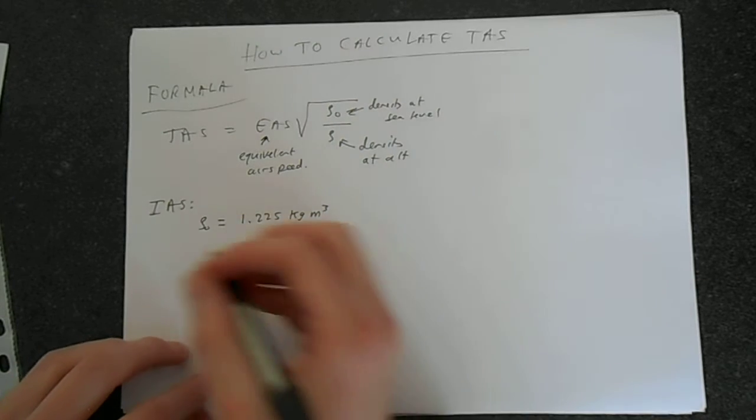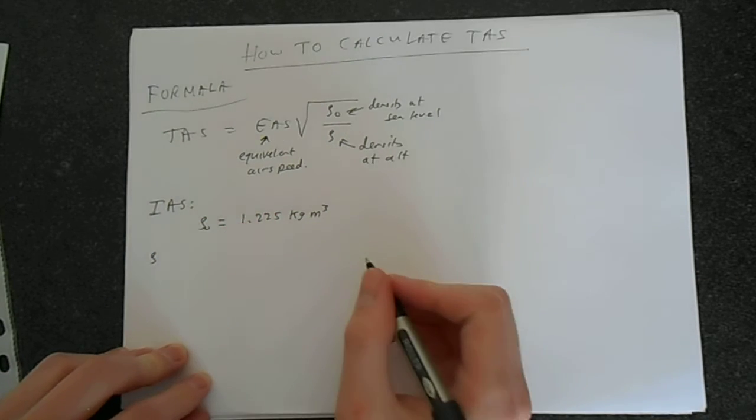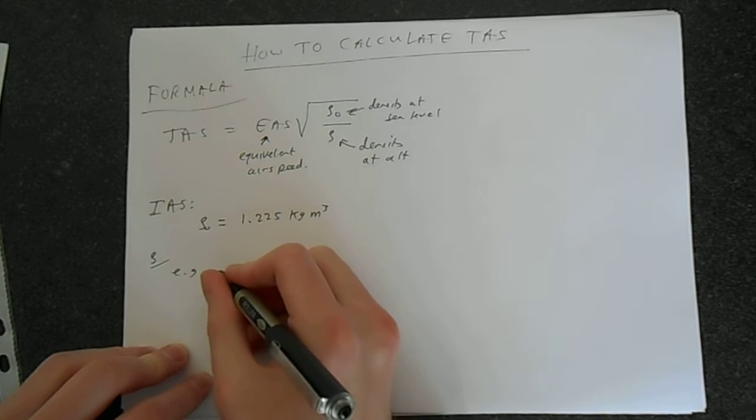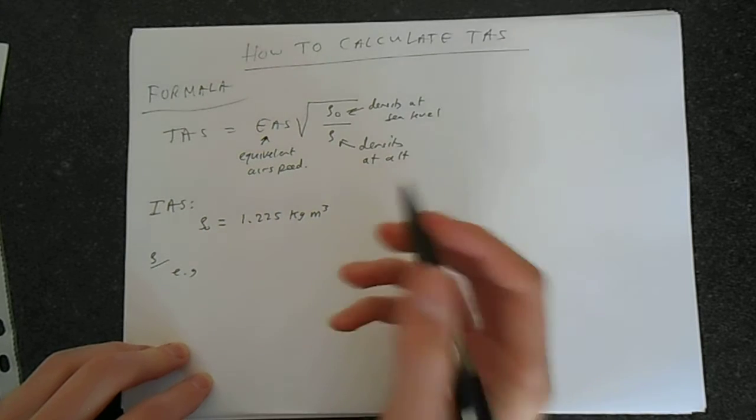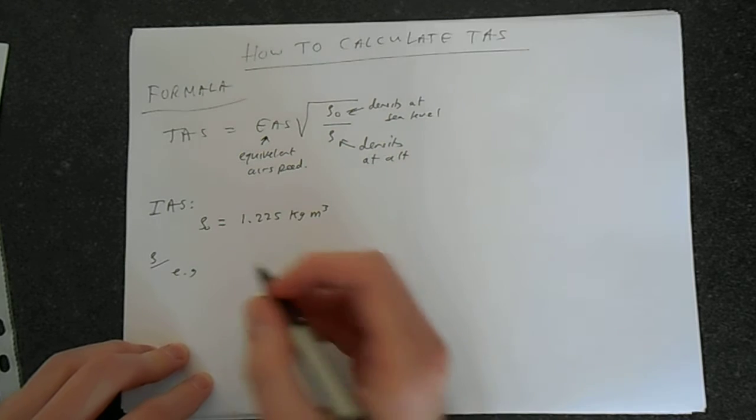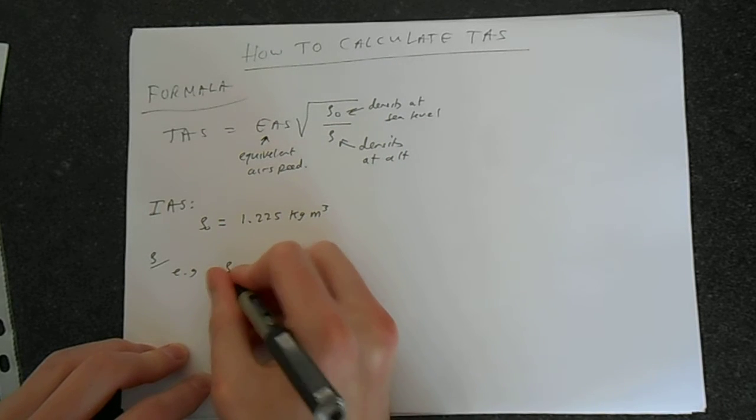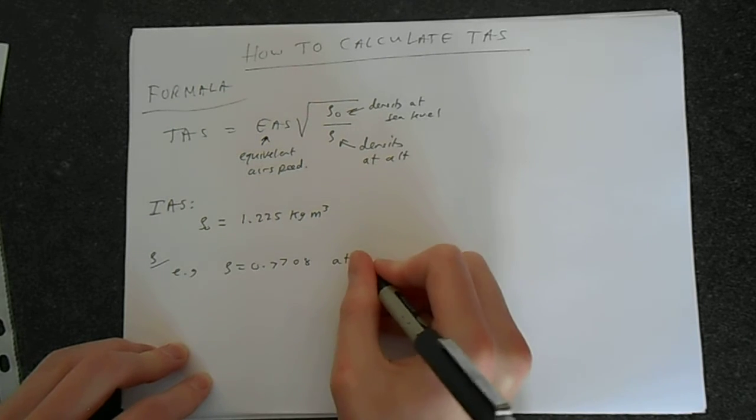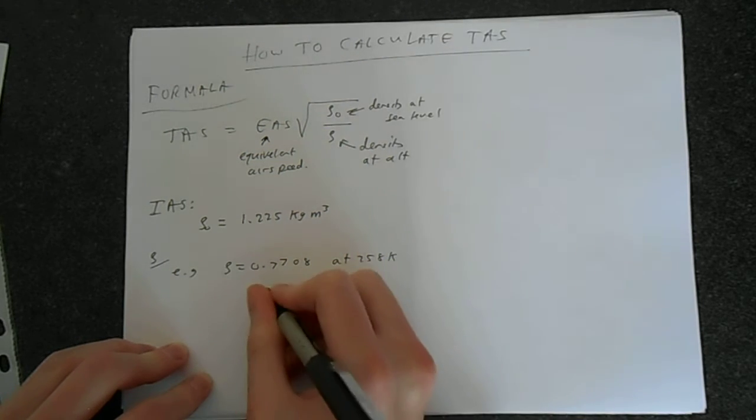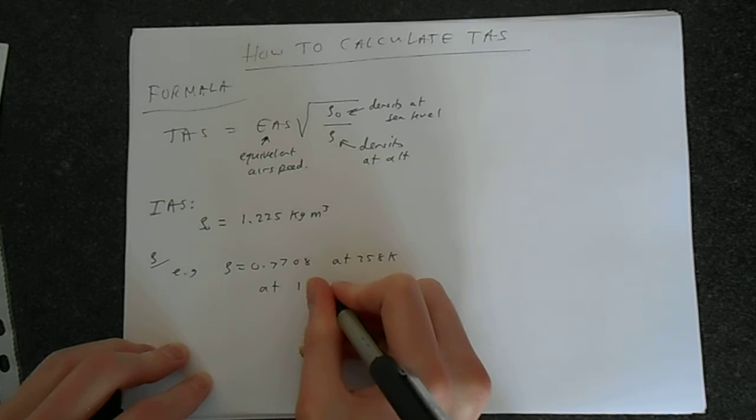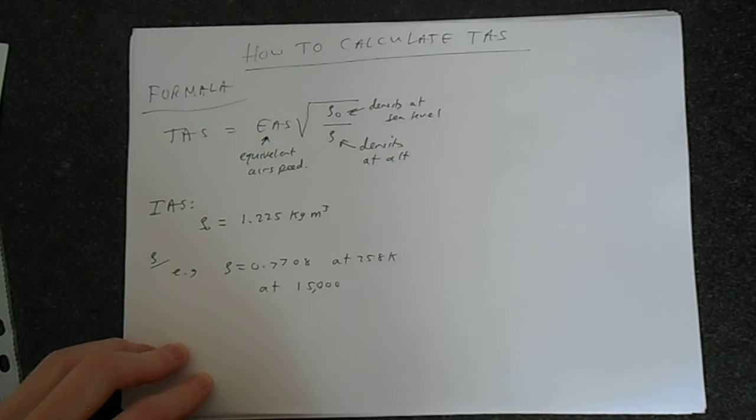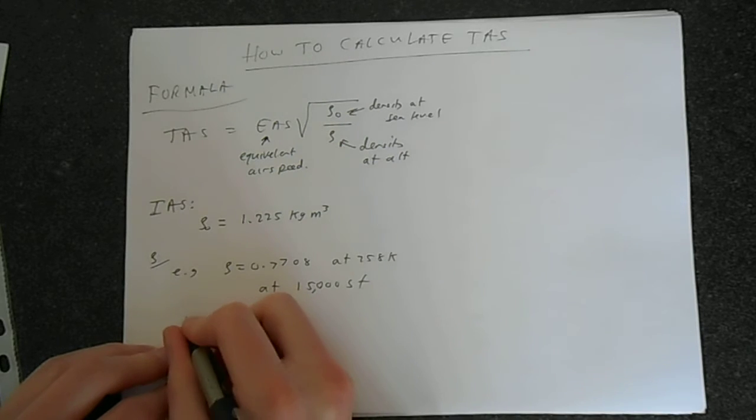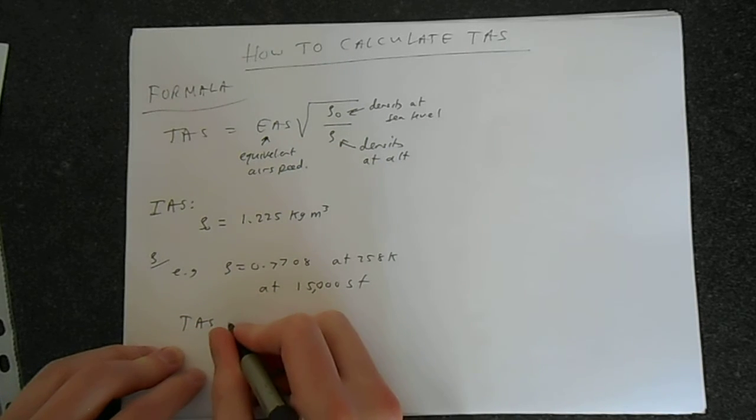Anyway, so if you want to get rho, you look up in a table, for example, at some temperature and some pressure, you'll get some value. For example, rho equals 0.7708 at 258 Kelvin at 15,000 feet. Okay, so if you do the calculation, you get true airspeed.